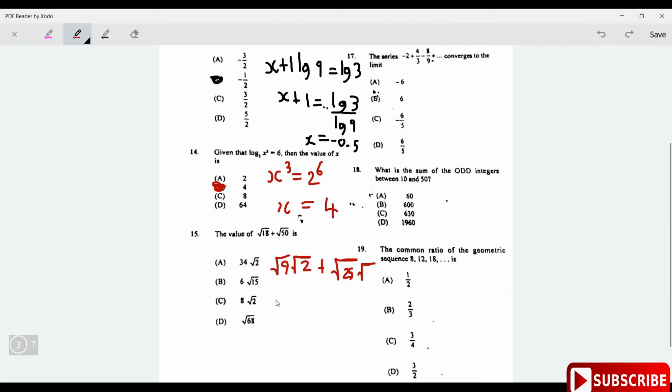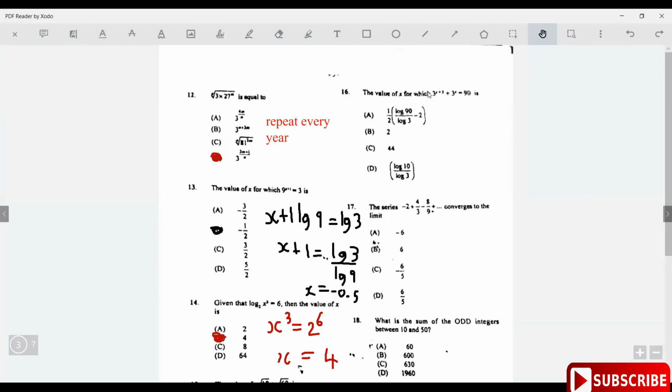The square root of 9 is 3, so you're going to get 3 root 2. And then you break up the square root of 25 and you get 5 root 2. And 3 plus 5 is 8. So you're getting 8 root 2. And we have no issues at all. That's 8 root 2. Easy. Moving right along.